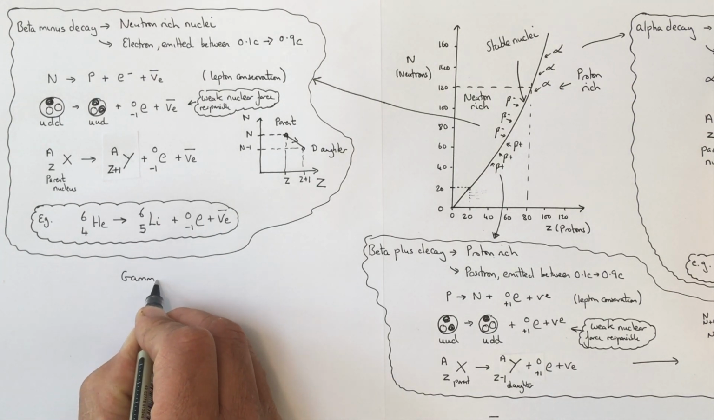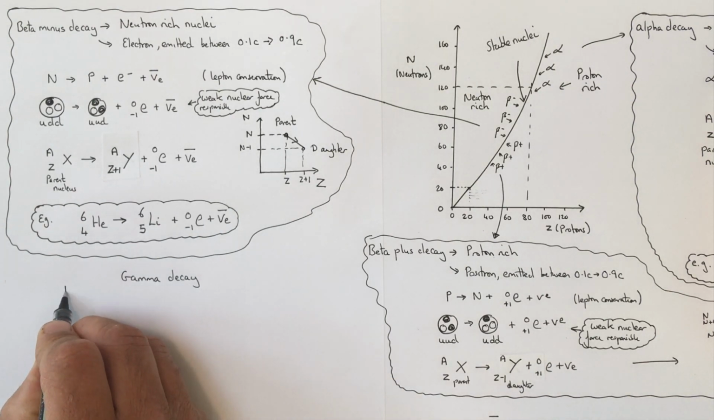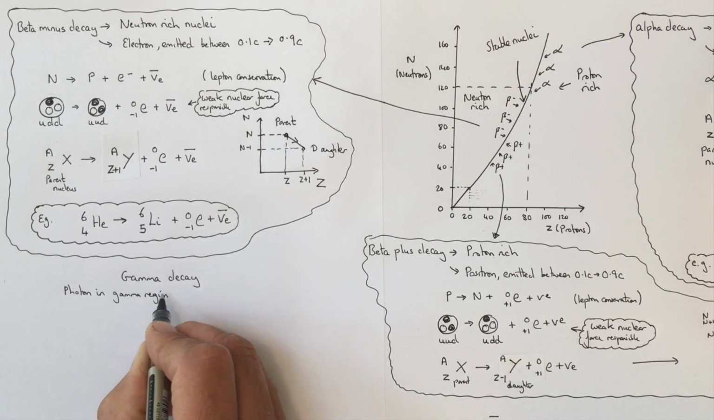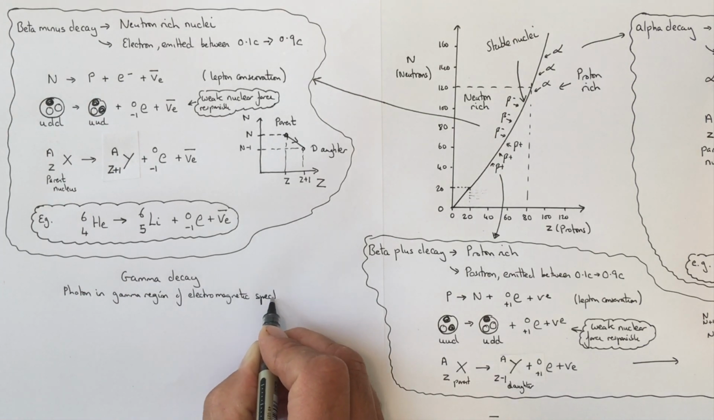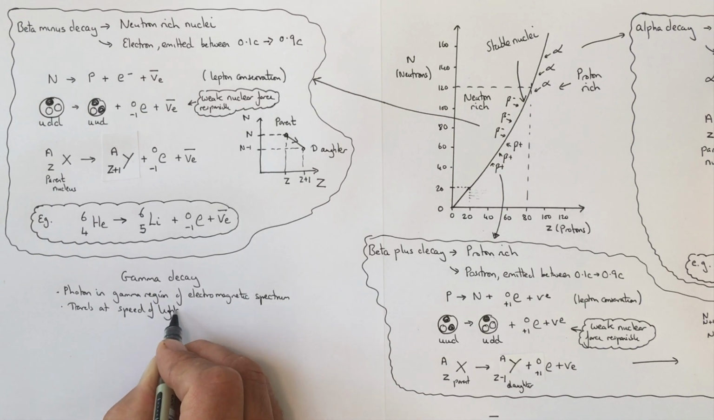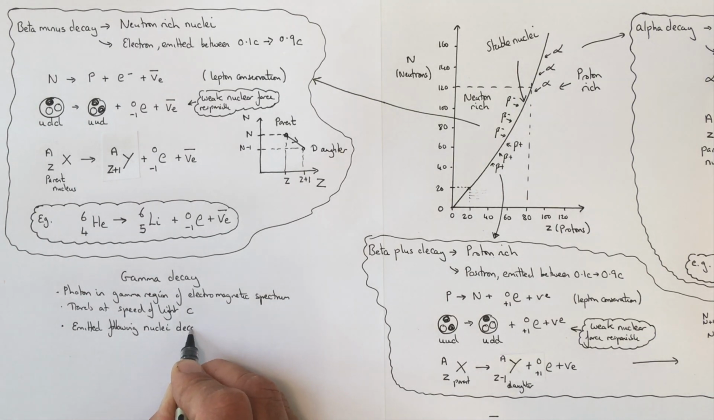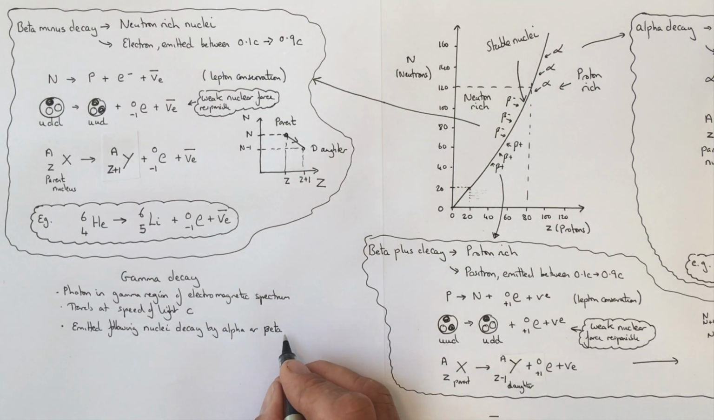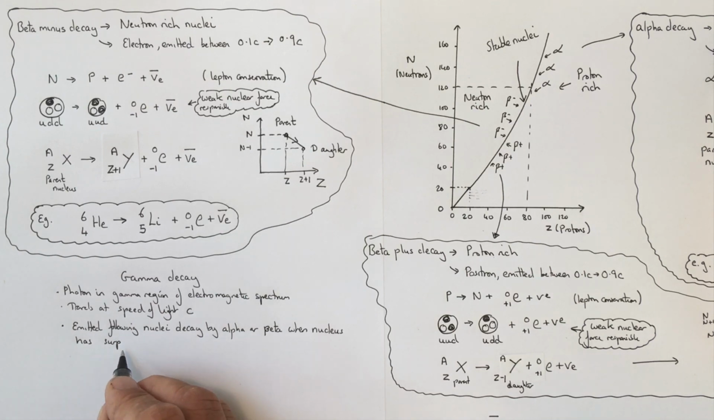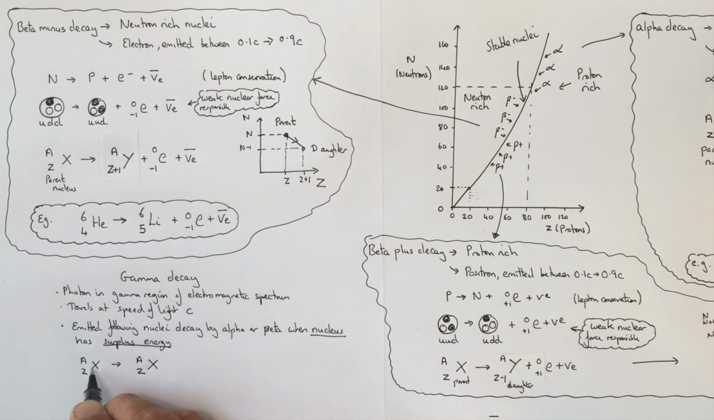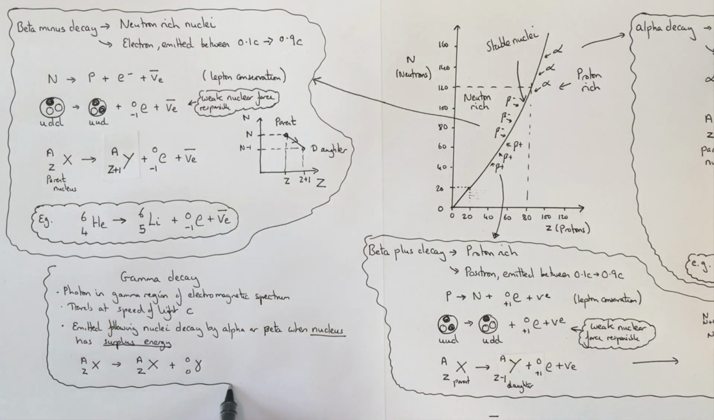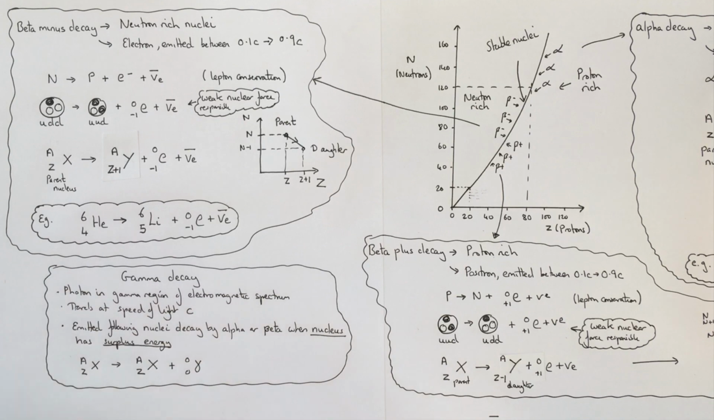So what about gamma decay? We know that gamma radiation is a photon of very high frequency in the gamma region of the electromagnetic spectrum. Therefore, it travels at the speed of light. After alpha or beta decay, the daughter nucleus is often excited, has surplus energy, and so loses its energy by emitting gamma radiation. We won't see this transformation on a neutron-proton graph because the nucleus still stays the same element, it just loses energy, and so this is the general equation for gamma decay.